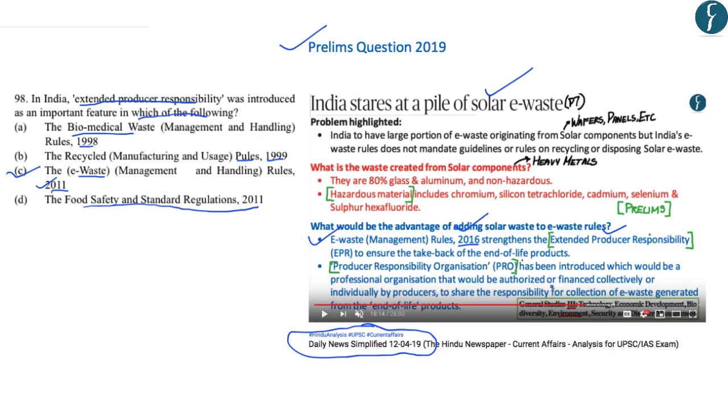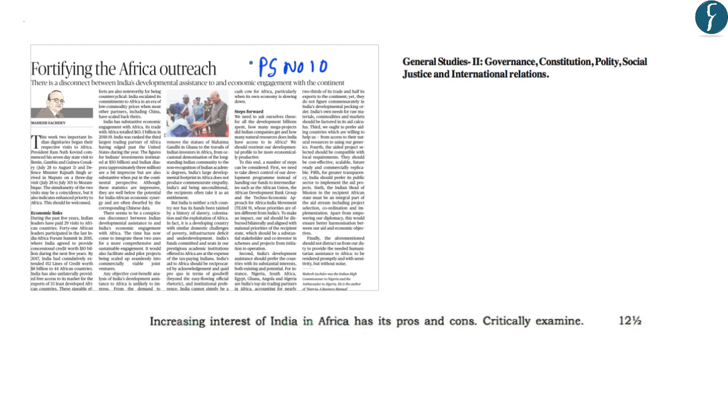After this, let us take up the discussion of today's newspaper. Now, this article on page number 10 talks about the India-Africa relations and especially about India's economic aid in Africa and various aspects related to this economic aid. So, this will form a part of the General Studies Paper 2 under the topic International Relations.